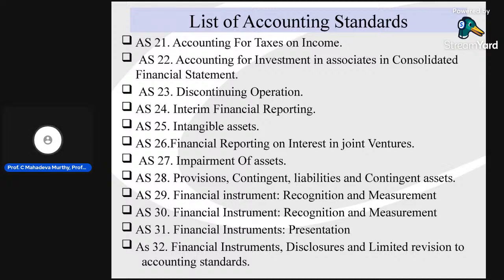in joint ventures, 27 impairment of assets, 28 provisions, contingent liabilities and contingent assets, then 29 financial instruments recognition and measurement, 30 financial instruments recognition and measurement, then 31 financial instruments presentation, 32 financial instruments disclosure and limited revision to accounting standards.